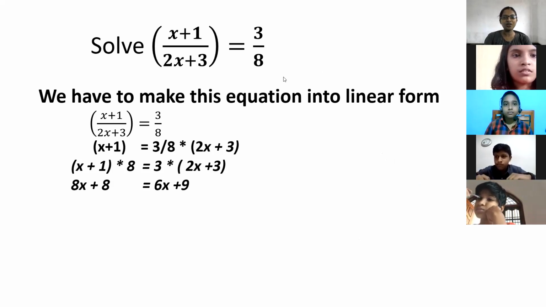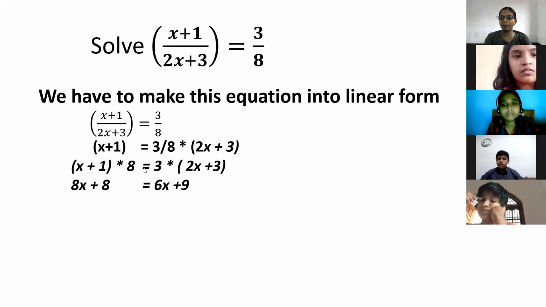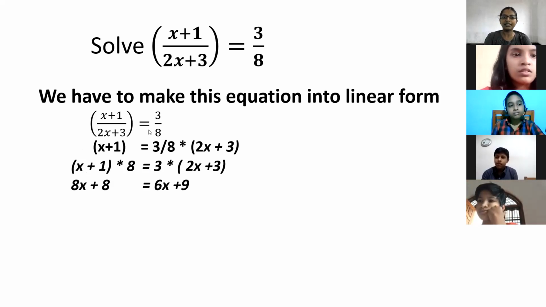Okay. Then now we can find the simpler form. How can we find it? First of all, we have to open the brackets on each side. By opening the bracket, we have to multiply this 8 with both x and 1. 8 into x is 8x and 1 into 8 is 8. That's why 8x plus 8, which is equal to 3 into, yes.